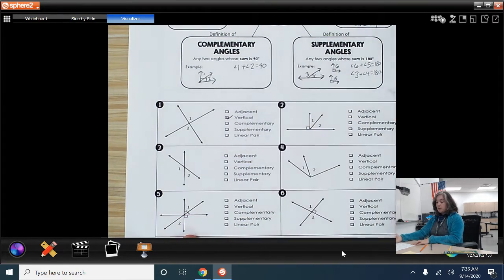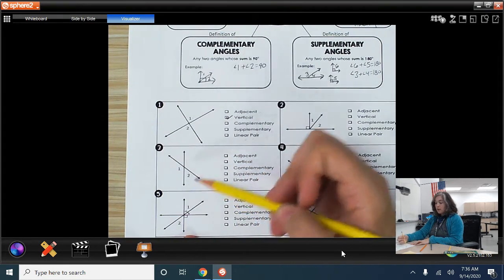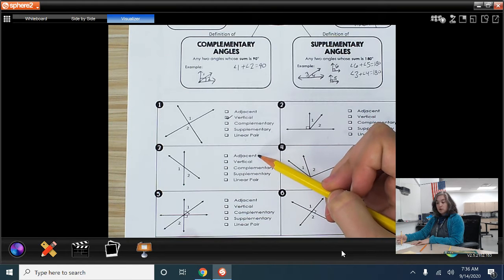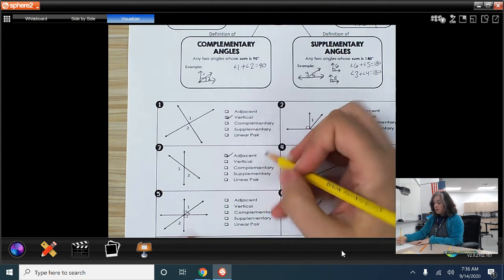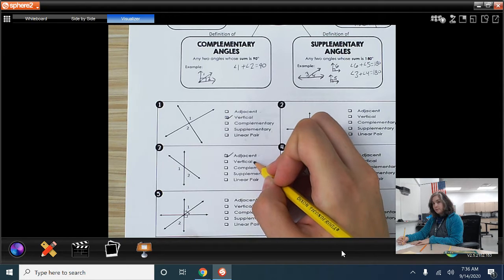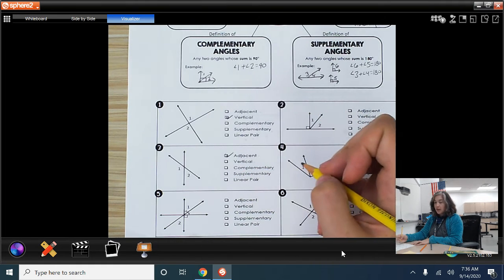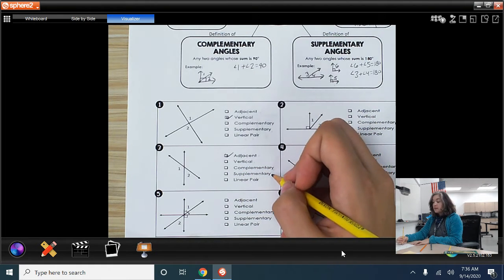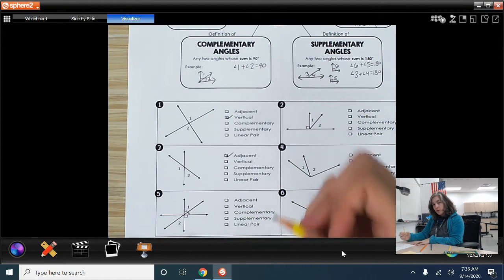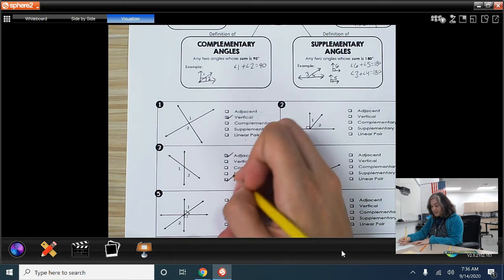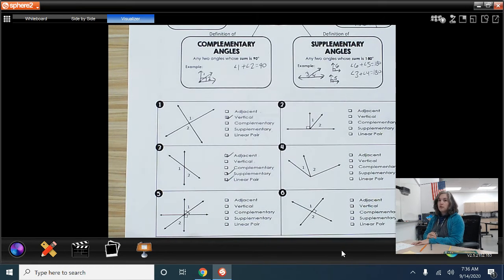So number 3 here, we have 1 and 2 again. Are they adjacent? Are they next to each other? Yes, they are next to each other. Are they vertical? No. If they are adjacent, they cannot be vertical. Are they complementary? Neither of them is marked as 90 degrees, so I definitely can't tell that they're complementary. Are they supplementary? Let's come back to that. Are they a linear pair? Do they form a line? Yes. They are supplementary, they are a linear pair, they are adjacent. All three of those things.